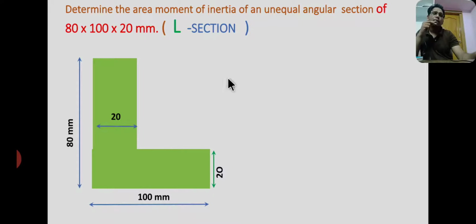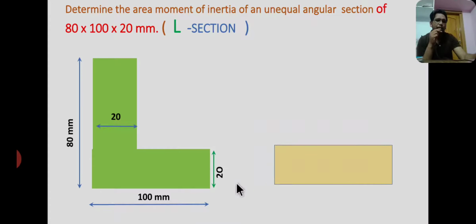Now how to determine the moment of inertia of an L section. First of all you have to calculate the value of the centroid. That means you have to locate the position of the centroid. After that you can find the area moment of inertia. So first of all you have to split up the given section into some small sections.